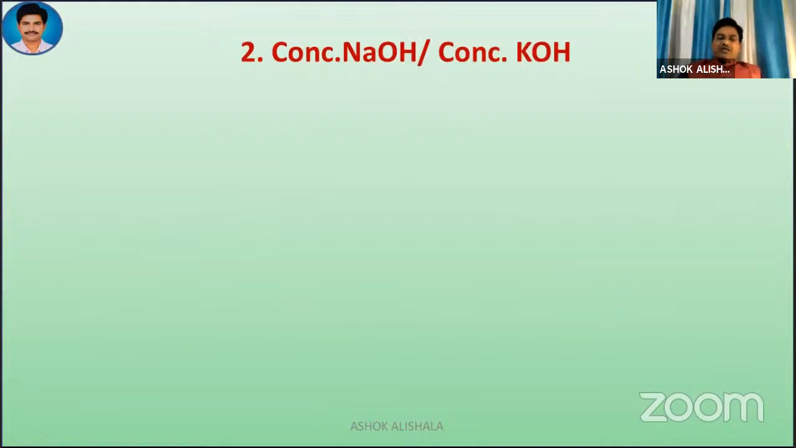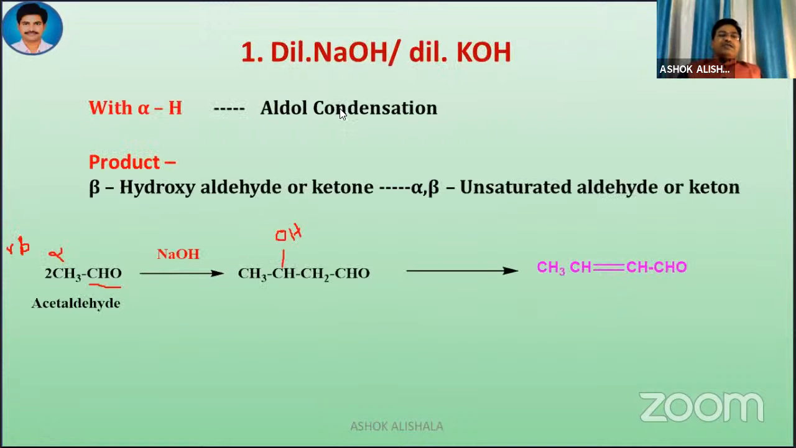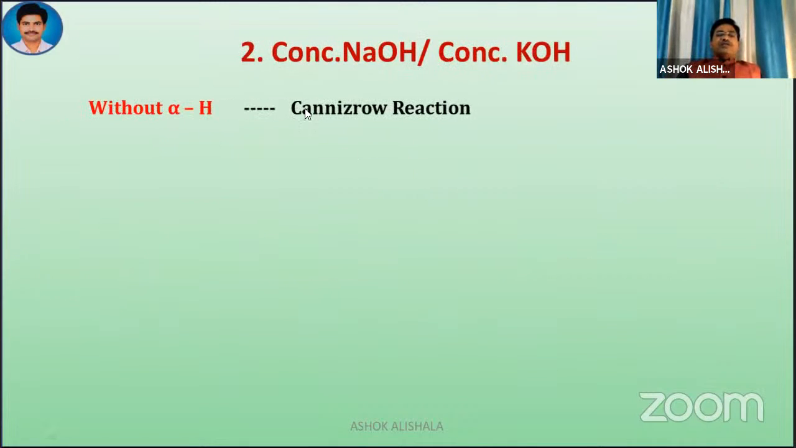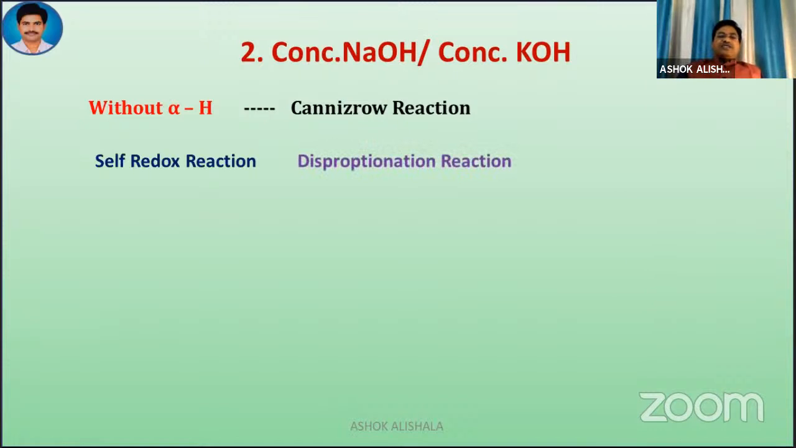Suppose a compound contains an aldehyde or a ketone without alpha hydrogen, this undergoes the Cannizzaro reaction. Then what is the Cannizzaro reaction? It is a self-redox reaction. It is also called a disproportionation reaction. What is this Cannizzaro reaction?